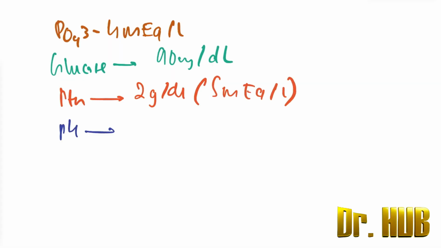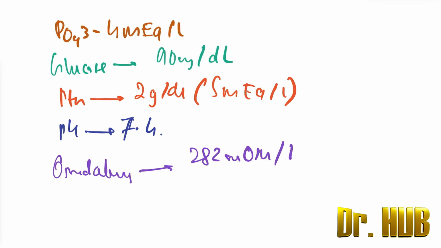So how is the pH? The pH in terms of the extracellular fluid is 7.4. And how is the osmolarity? The osmolarity is about 282 milliosmoles per liter.